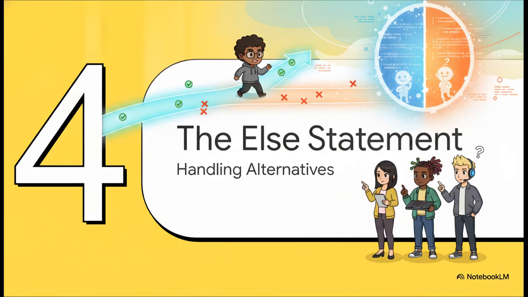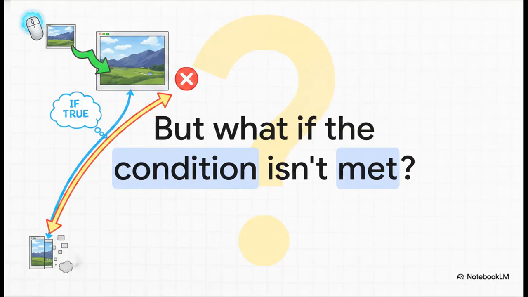And finally, section 4, the else statement, handling our alternatives. Okay, so we figured out how to execute code when a condition is true and how to do absolutely nothing when it's false. But what if doing nothing isn't actually what we want? Think back to our main goal here, building an interactive image gallery. If the user clicks the thumbnail, we show the big image. But what if the condition isn't met? What if they don't click the thumbnail, but instead they click the little close cross on the big image? We definitely don't want the app to just sit there and do nothing. We need it to respond by shrinking or hiding that image. We need an alternative path.